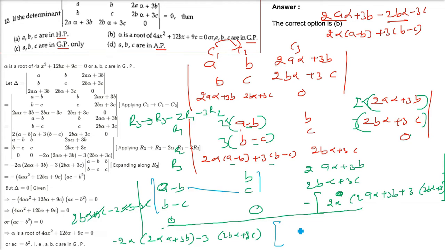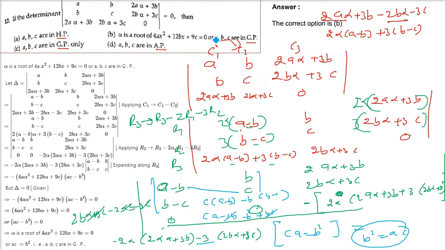So let us solve it. A minus B into C minus B minus C into B. So you get CA minus CB minus B square plus BC. So this BC gets cancelled, you get CA minus B square. So these are two elements. So either CA minus B square is 0, that is B square equal to AC, that is A, B, C are in GP. What does it mean? B square has to be equal to AC.